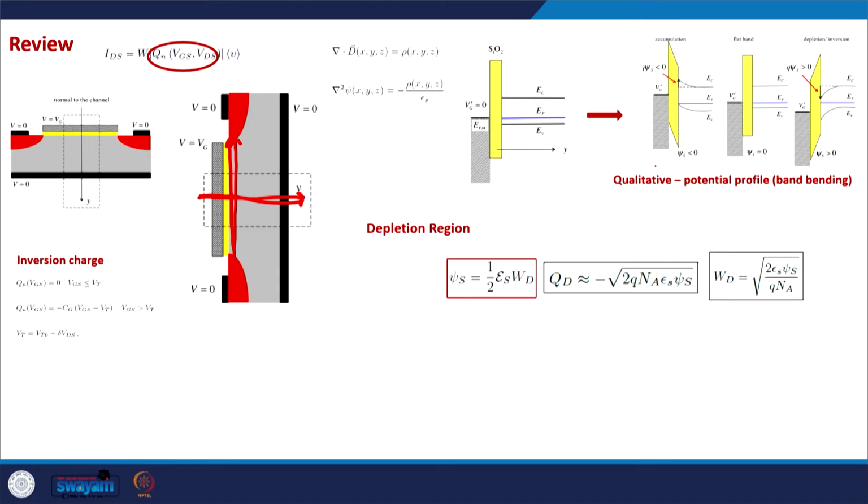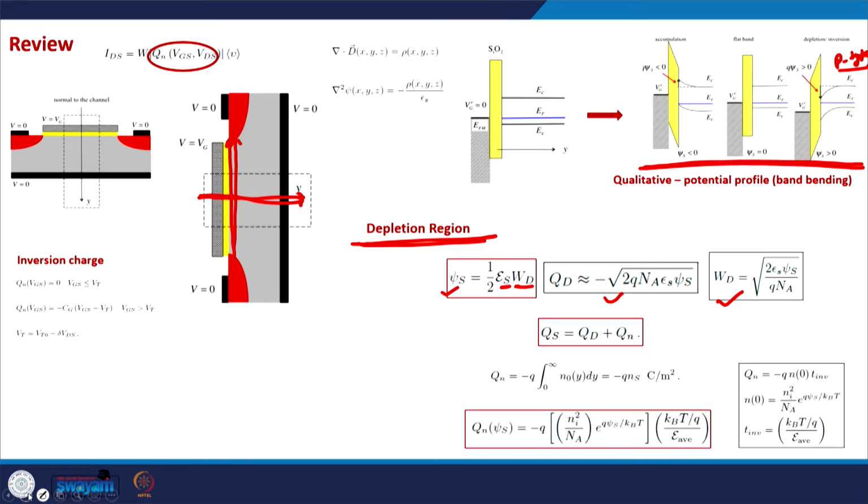This is the way the bands are visualized when we apply various kinds of gate voltages. When the gate voltage is a positive value, it leads to the depletion of holes in the P type semiconductor, and if the gate voltage becomes even more positive, it leads to inversion. In the depletion region, there is a positive gate voltage but the inversion charge is not there. In that case psi s, the surface potential of the semiconductor, is related to the depletion width and the electric field at the surface. The charge is given by this expression and the depletion width is given by this expression.